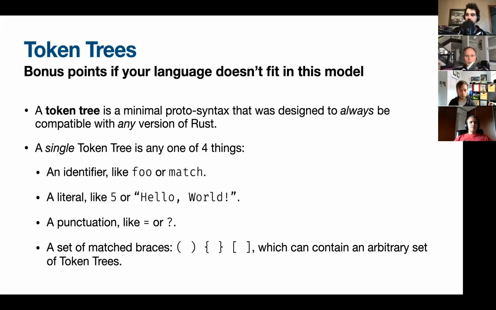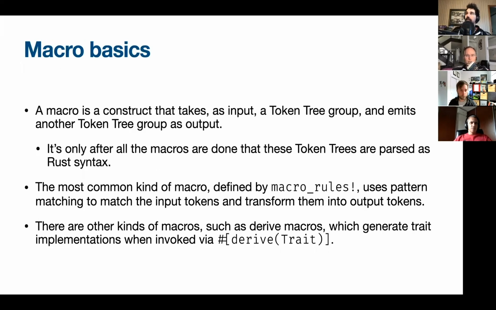If there's one thing I want all of you to take away from this presentation, it's this idea that macros operate on token trees. They take token trees as input, they spit out token trees as output. At no point is Rust, the language, the syntax, ever involved. It's only after all the macros get done with everything that the Rust compiler comes in, looks at the syntax trees that have finally been created, and parses them more specifically as Rust syntax.